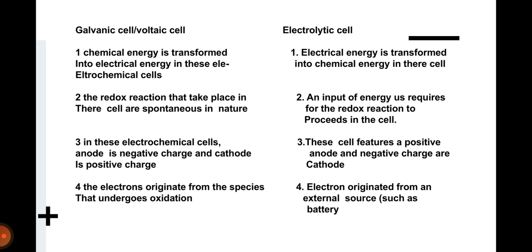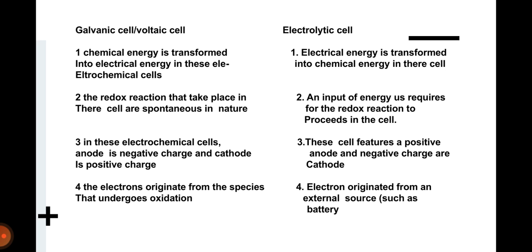Next, coming back to cells, they are broadly classified into two types: the galvanic cell and the electrolytic cell. In a galvanic cell, the chemical energy is the input and the output is electrical energy. In an electrolytic cell, we take electrical energy as an input, which gets converted into chemical energy. And the second point is that a redox reaction takes place and it's a spontaneous reaction.